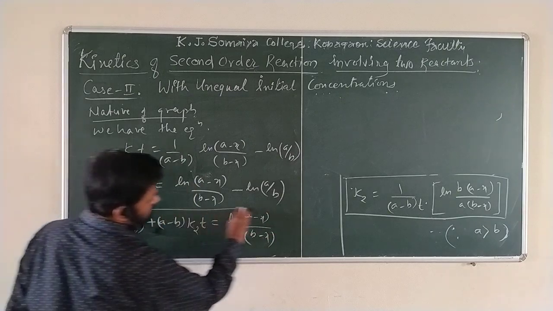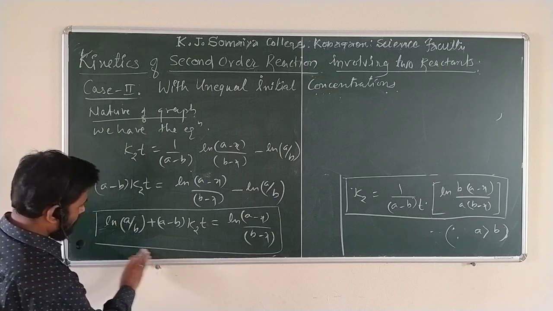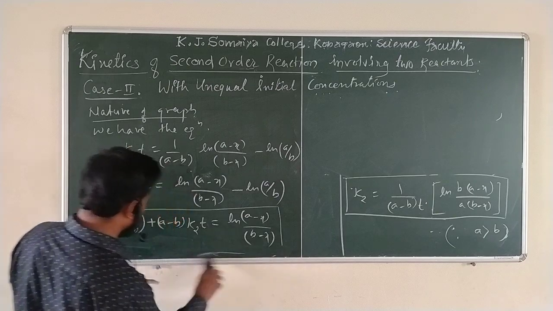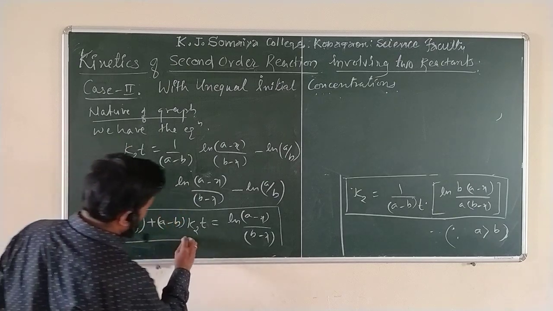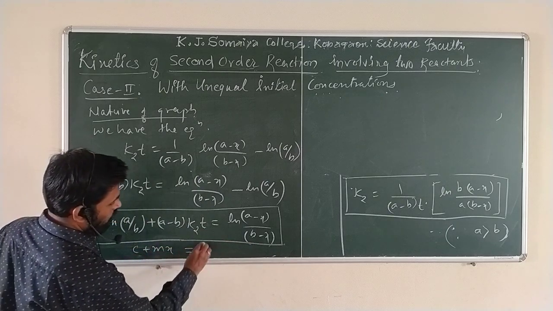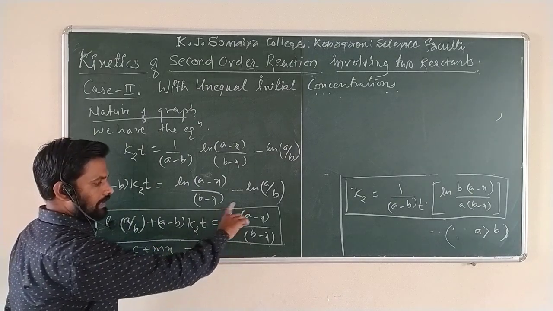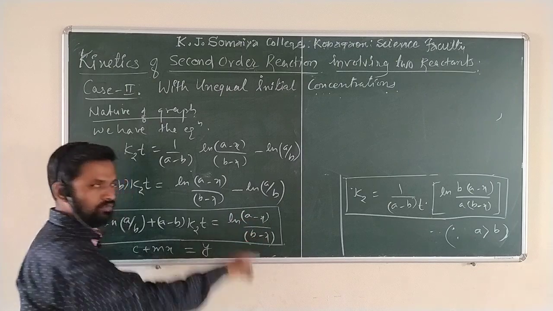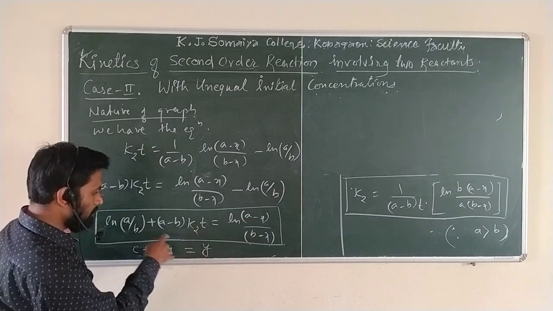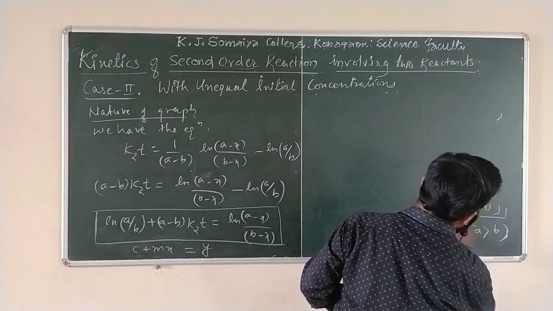What can you observe in this equation? How does it look? This equation looks like y equals mx plus c. This is a straight line equation. Can you observe it carefully? It is c plus mx equals y. Are you getting my point? y equals mx plus c. If you plot ln A minus x upon B minus x on the y axis and t on the x axis, this will become the slope and this will become the intercept.